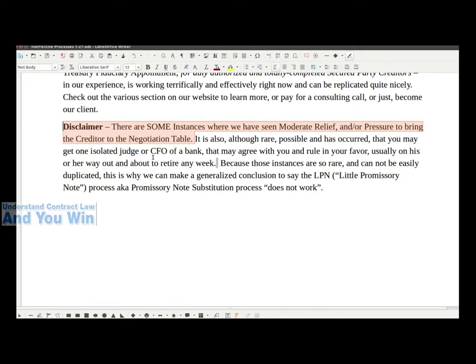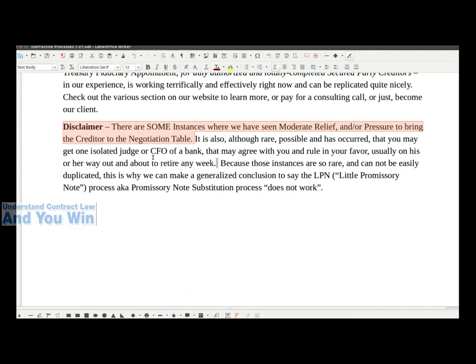It is also, although rare, possible and has occurred, that you may get one isolated judge or CFO of a bank that may agree with you or rule in your favor. Okay, so I do believe there were years ago, a colleague of mine was sharing with me that the CFO of a major bank was on his way out into retirement and decided to take some of these instruments that people were sending and discharge people's debts. And he discharged a couple dozen people's debts in the last few days in his office before retiring. I do believe that that was true, that that did happen. And you can verify it later to see if that bank's CFO, chief financial officer, did leave the bank.